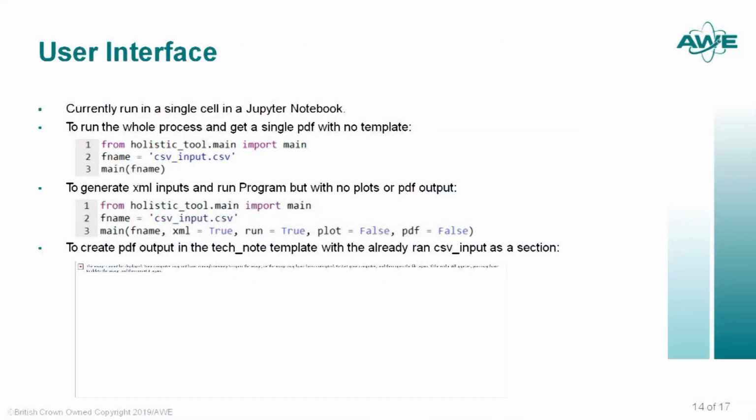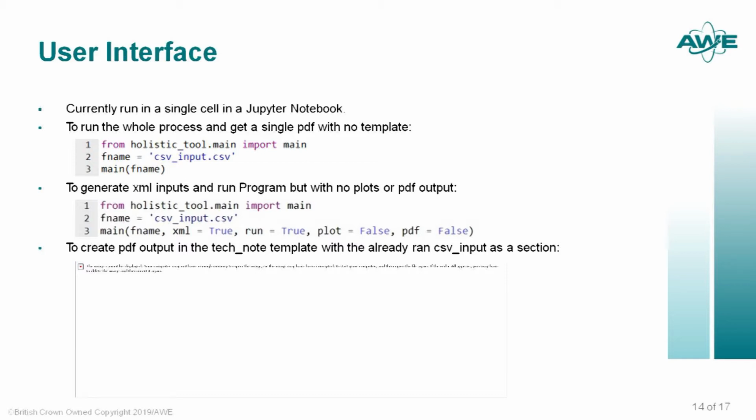And actually, to run it itself, the top one just shows that if you want a single PDF output and you want to do all of it, then you just run the single function main there, and it will sort everything else out itself. You can specify to run different parts of it, so if you only want to generate the inputs and also run the program, then you can do that by setting those to true and the plot and the PDF functionality to false.